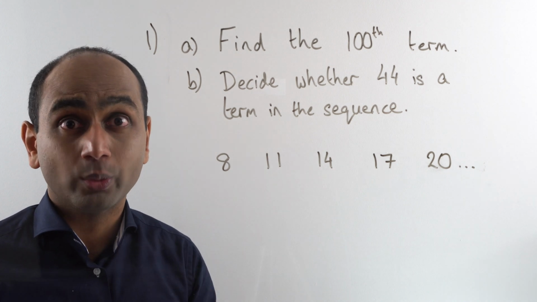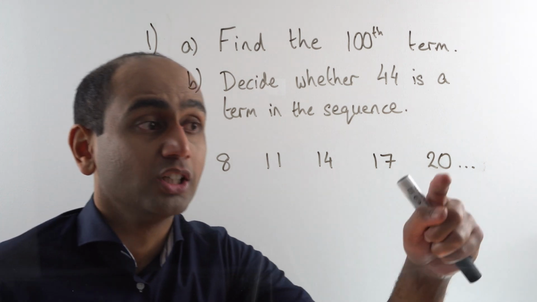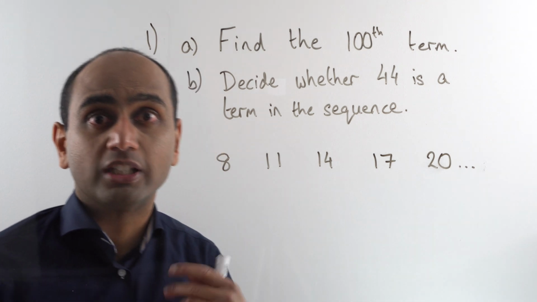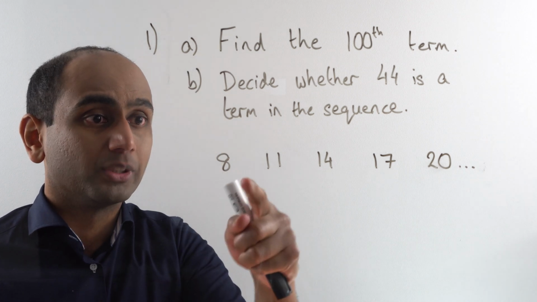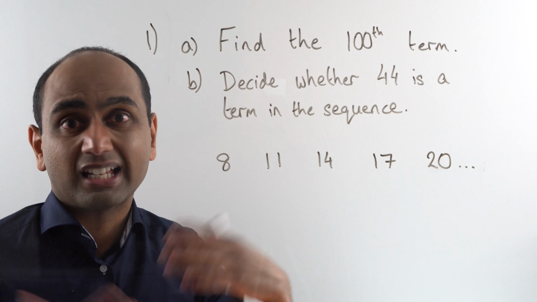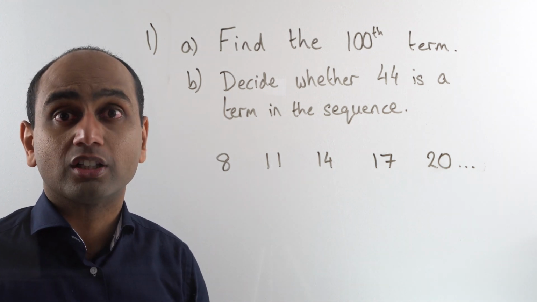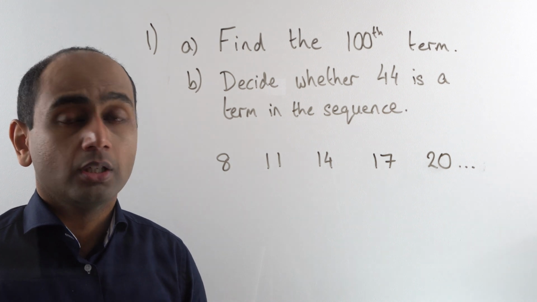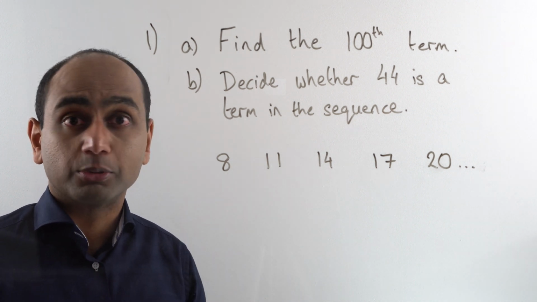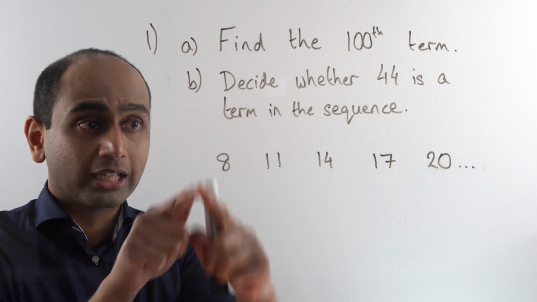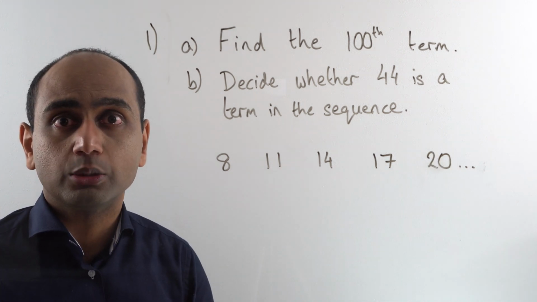Obviously, a really slow way of doing that would be just to list out the terms of this sequence all the way up to the 100th term. We know it's going up in steps of 3, and we could do that, but it would take ages. So let's find the nth term instead. If you've seen the previous video, you should be able to do that. So just pause the video and work out the nth term of this sequence.